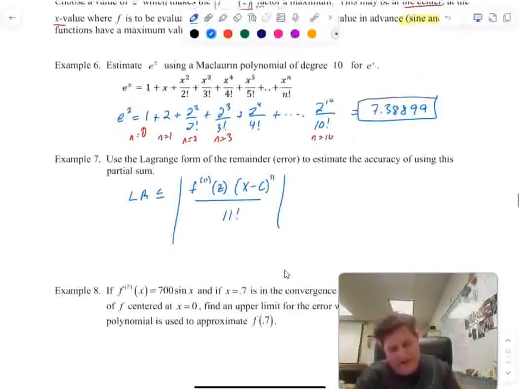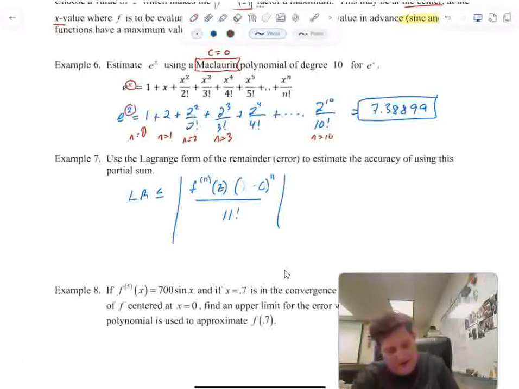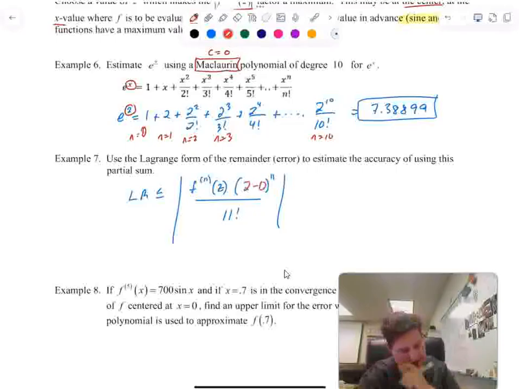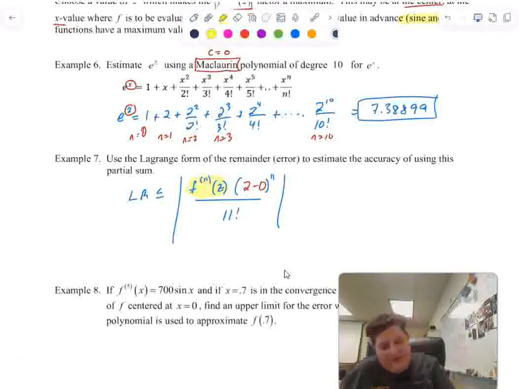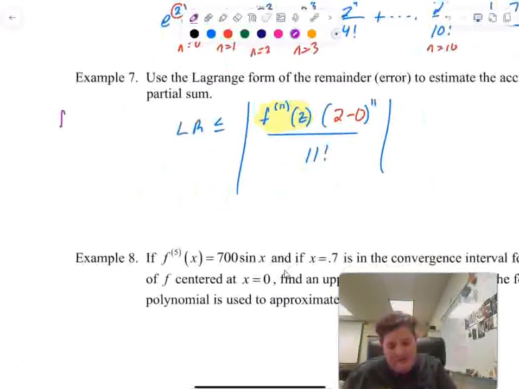Now, this tells me exactly where I'm centered. Maclaurin means you're centered at 0. And what am I using for x? I'm using 2. So x is 2, c is 0. What I want to do is find the maximum of the 11th derivative. This is a little bit tricky, but let's think about what the 11th derivative is. They gave you this because going to 11 derivatives is like, bro, what? Except that this is e to the x.